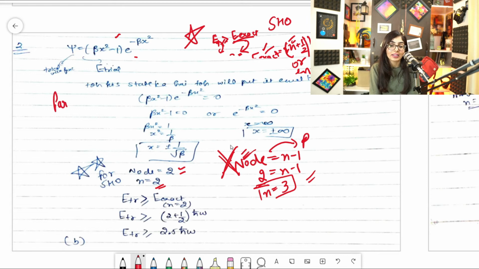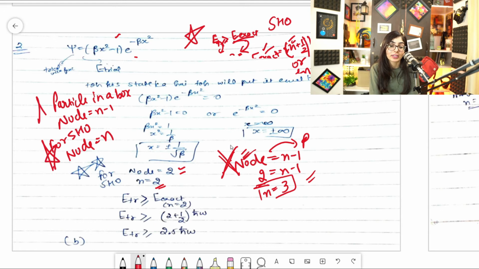For particle in a box, nodes is equal to n minus 1. But for SHO, the number of nodes is always equal to n. Always remember, guys, this is very important. Please pay attention to it. Don't make this type of mistake.